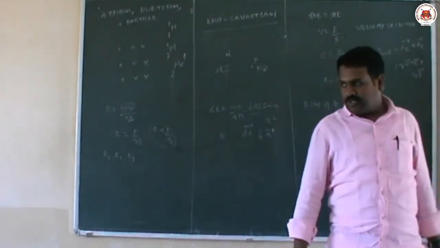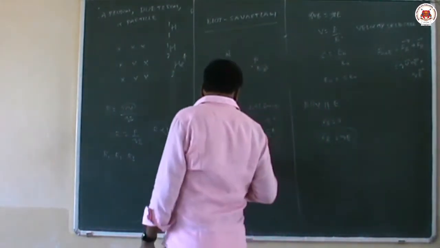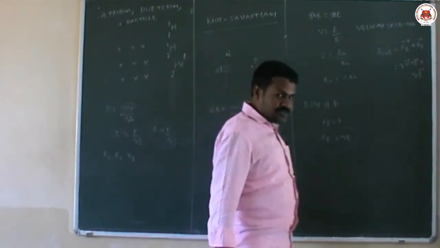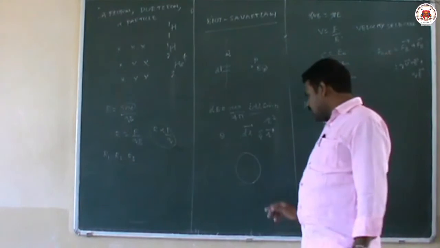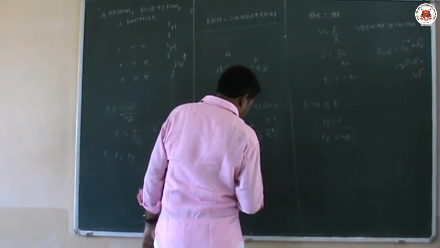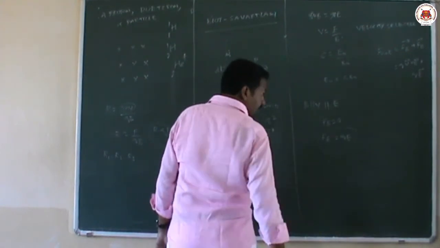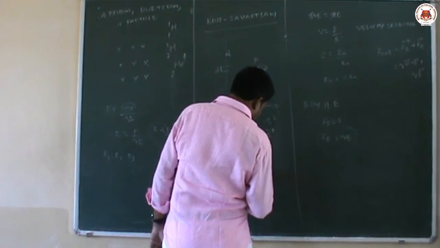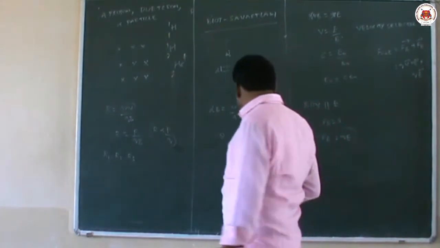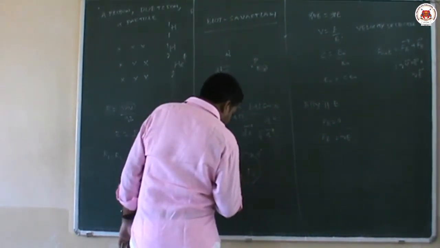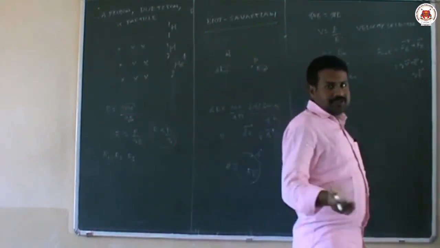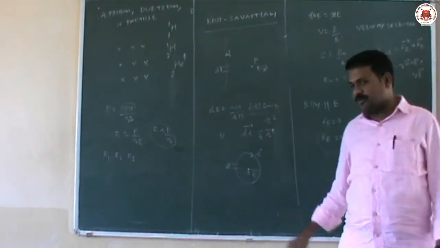So by using Biot-Savart law, we can find the magnetic field at the center of a circular coil. Let us take a circular coil carrying current I in this direction. If you want the magnetic field at the center, the radius is r. For that, you have to select a small element of length dl. The distance r is the distance of the element from that point.